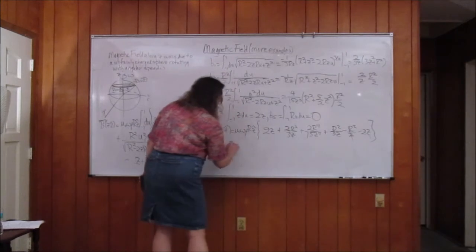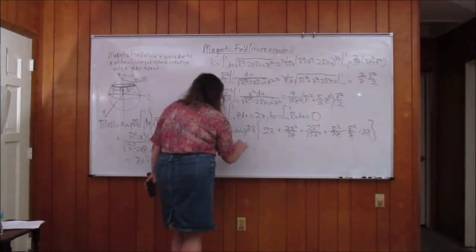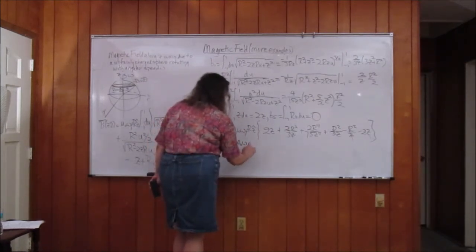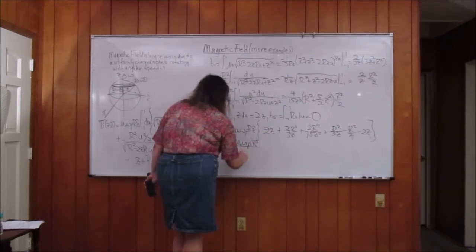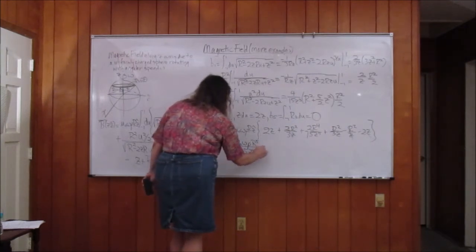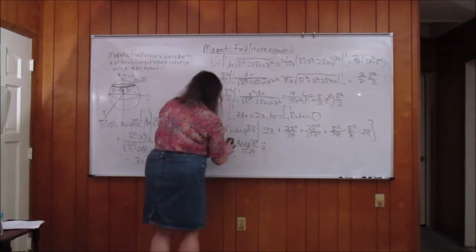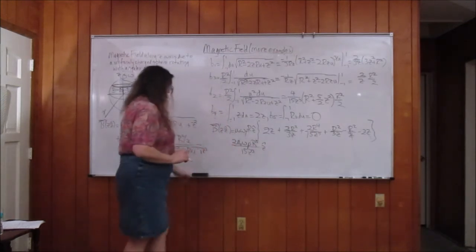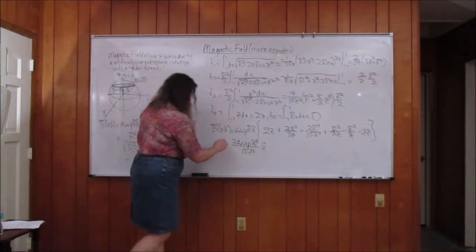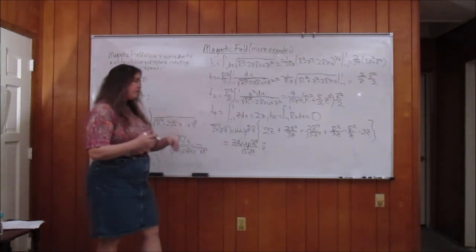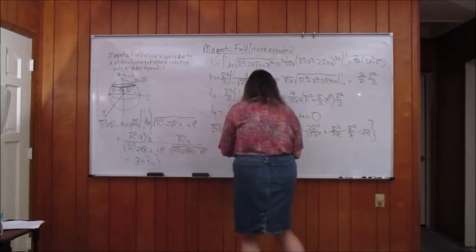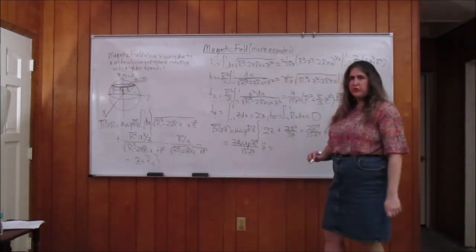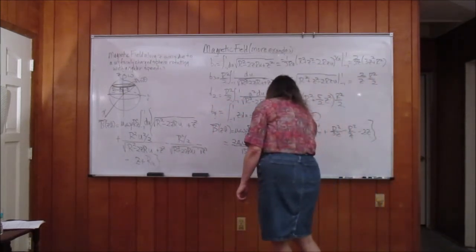And we'll just be left with mu naught omega rho r to the fifth over 15z cubed in the z direction, and a factor of 2 left over. I'm going to go a step further and put this in terms of Q rather than the volume charge density.